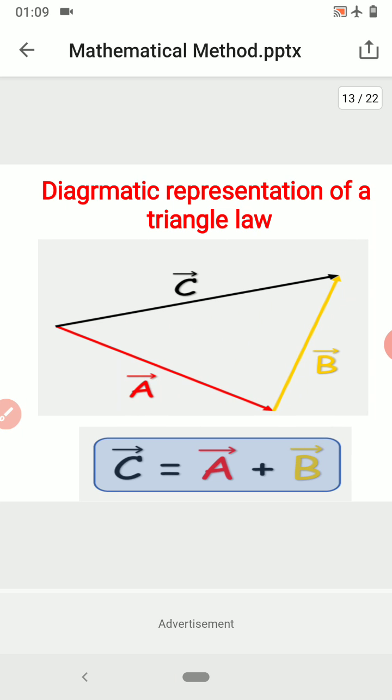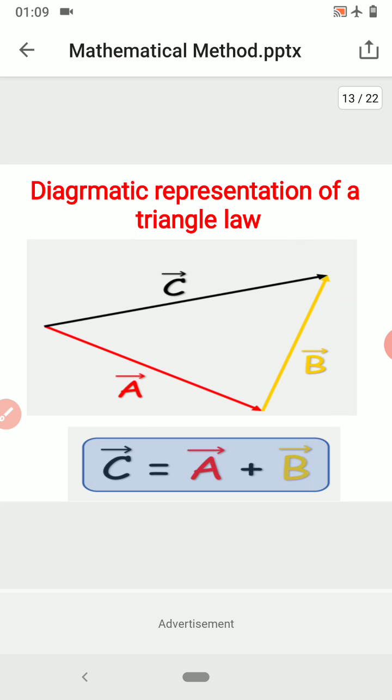Now for vector addition there are different laws, say the triangle law. So what does that law say? When two vectors of a given type do not act in the same or opposite direction, the resultant can be determined by using the triangle law.